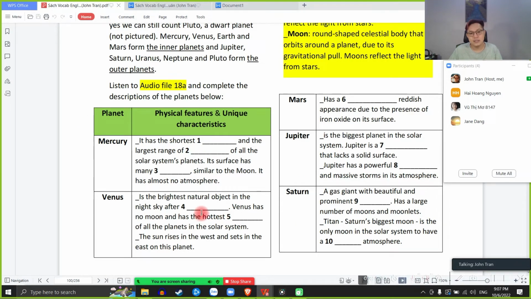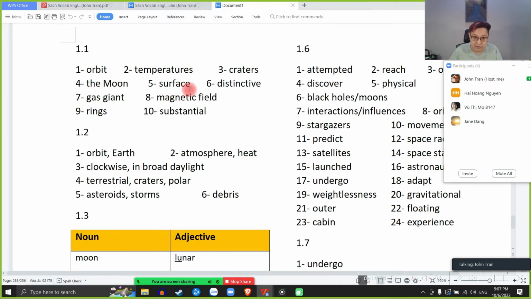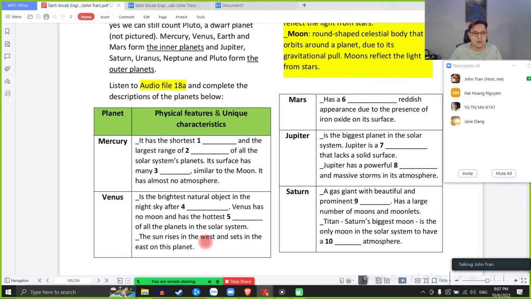Nó là cái vật thể tự nhiên sáng nhất trên bầu trời đêm sau mặt trăng mà thôi. Venus has no moon, nó không có cái mặt trăng của riêng nó. And has the hottest surface of all the planets in the solar system. Và nó có cái bề mặt nóng nhất luôn trên tất cả các hành tinh trong hệ mặt trời luôn.